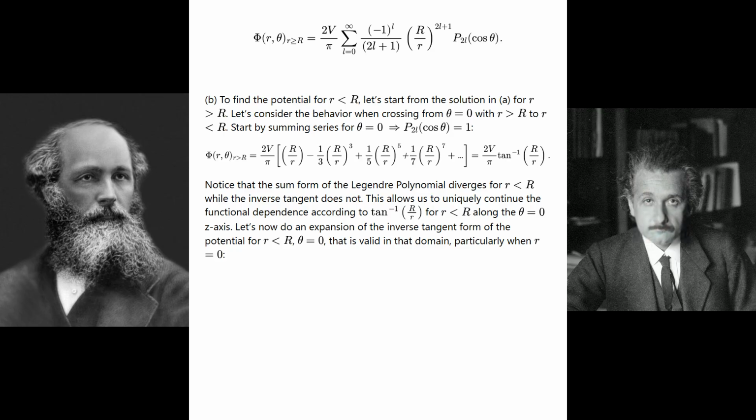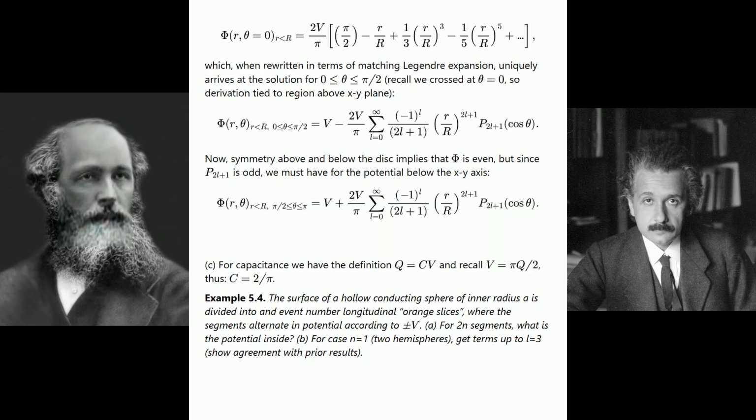Let's now do an expansion of the inverse tangent form of the potential for r less than R, theta equals 0, that is valid in that domain, particularly when r equals 0. See the equation shown, which, when rewritten in terms of matching Legendre expansion, uniquely arrives at the solution for 0 less than or equal to theta less than or equal to pi divided by 2. Recall we crossed at theta equals 0, so the derivation is tied to the region above the xy plane. See the equation. Now, symmetry above and below the disk implies that phi is even, but since P sub 2l plus 1 is odd, we must have, for the potential below the xy plane, see the equation shown.